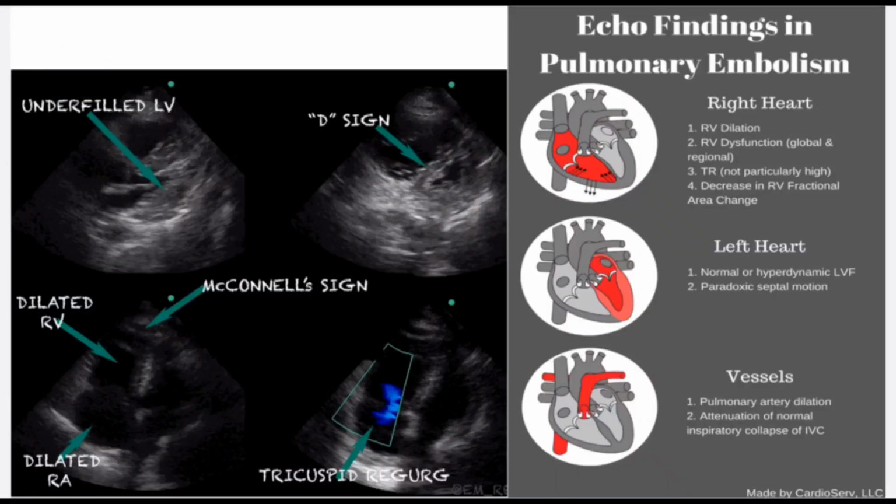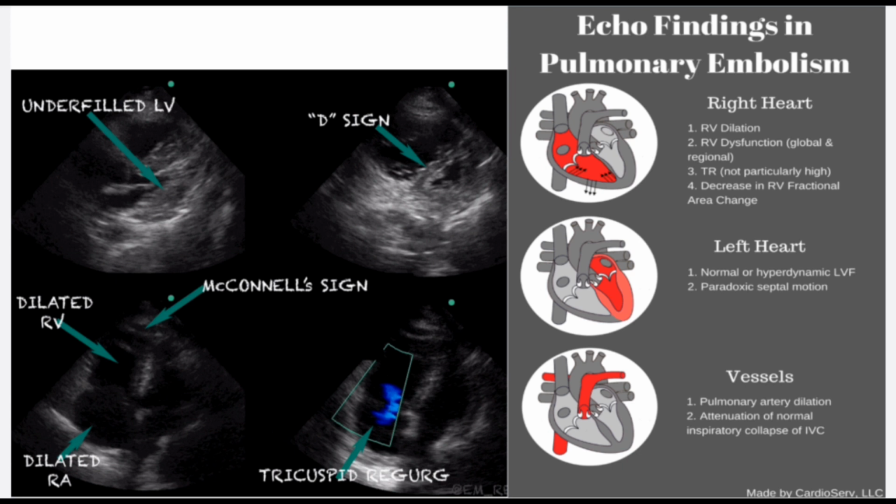In the right heart, look for right ventricular dilatation, right ventricular dysfunction, that will be global or regional wall abnormality, an acute onset of tricuspid regurgitation, or a decrease in right ventricular fractional area change. Then, in the left heart, look for a normal or hyperdynamic left ventricle or a paradoxical septal motion. And while looking at the vessels, the pulmonary artery will be dilated, with attenuation of the normal inspiratory collapse of the inferior vena cava. In the diagram, I have shown the underfilled left ventricle.